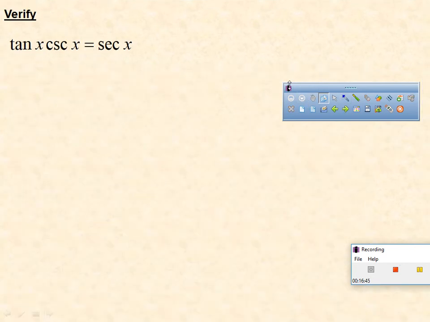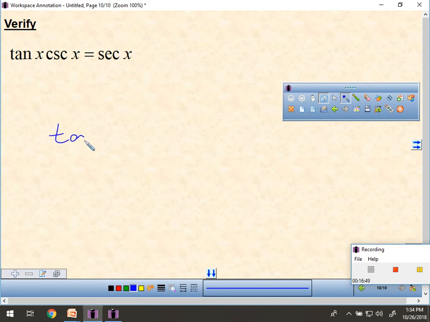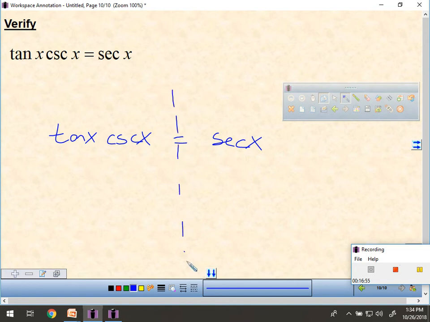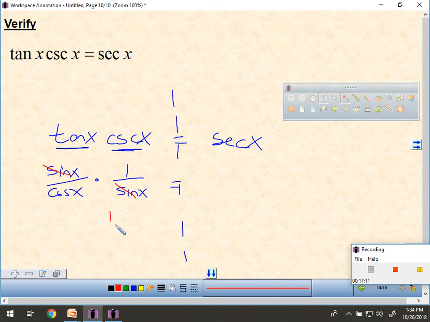All right, for the next one, it wants you to verify. Remember, verify was when you picked a side and you tried to make the one side look like the other. So I'm just going to draw a line straight down. So I want this side to look like secant. So here's what I'm going to do. I'm going to rewrite tangent as sine over cosine. I'm going to rewrite cosecant as 1 over sine. The sines cross out, and so if I multiply, I get 1 over cosine, and we know that 1 over cosine is the same thing as secant, and that is what I wanted to begin with. So I verified that secant of x is equal to secant of x. It's not really an answer, but you just had to show that those two things were equal, and that's what you did for that problem.